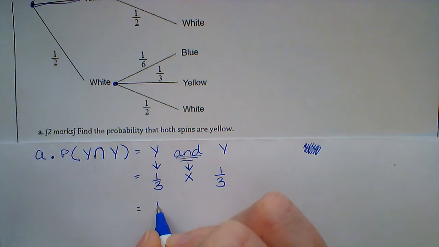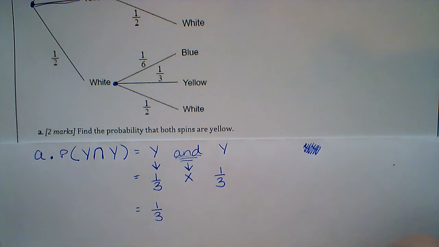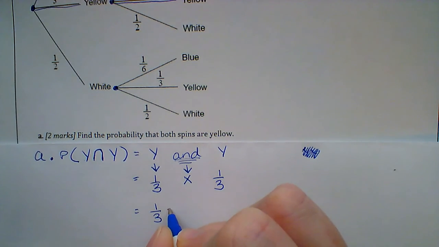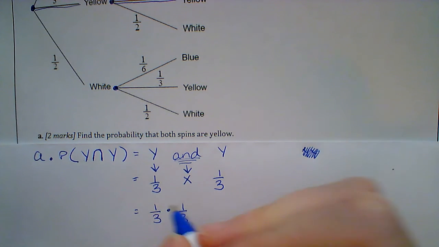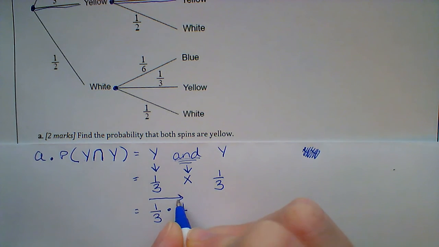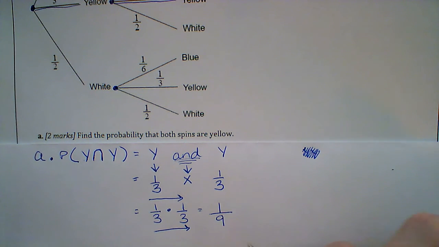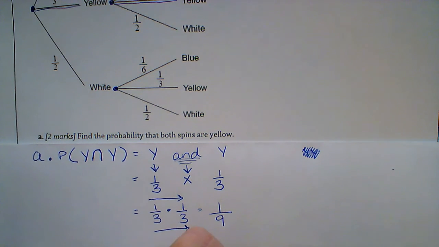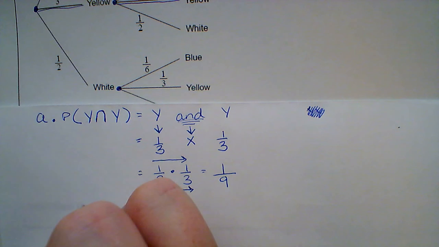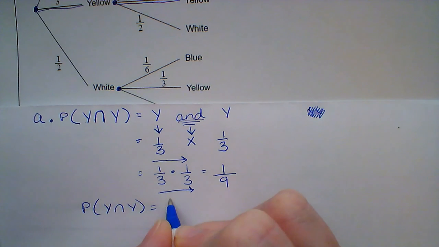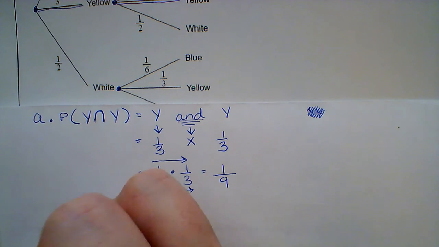Now, I didn't mention this in my other videos. Maybe I should have, but I'll mention it now. When you multiply fractions, remember fractions get multiplied going straight across. So 1 times 1 gives me 1. 3 times 3 gives me 9. So my probability of getting yellow and yellow is going to be 1/9.